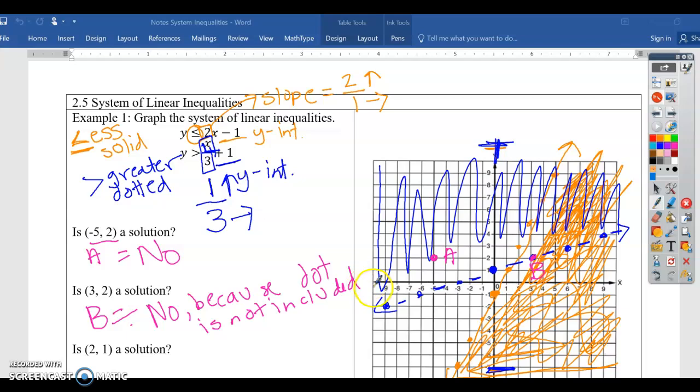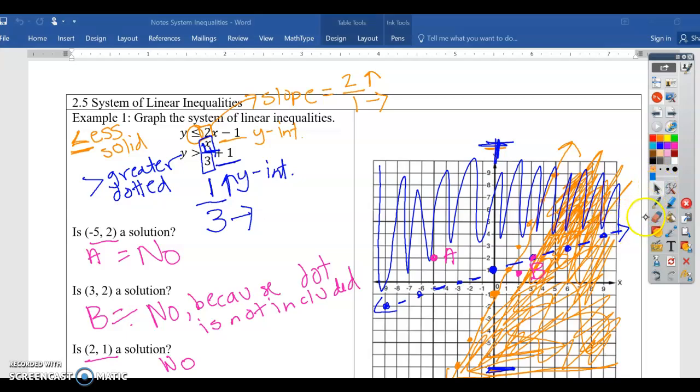Okay, it has to be either a solid line or shaded solid. So now let's look at (2, 1). Nope, because it's in the orange, but it's not in the blue.